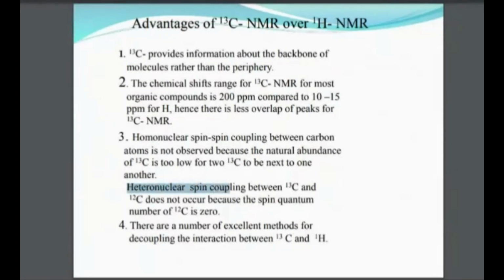Heteronuclear spin coupling between C13 and C12 does not occur because the spin quantum number of C12 is 0. So this is but obvious. We already covered that when we discussed coupling between 2 C13s. There are a number of excellent methods for decoupling the interaction between C and H1. Now this 4th point is very much interesting.